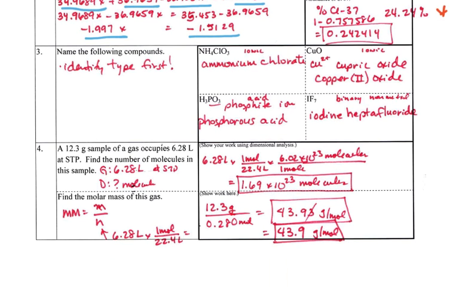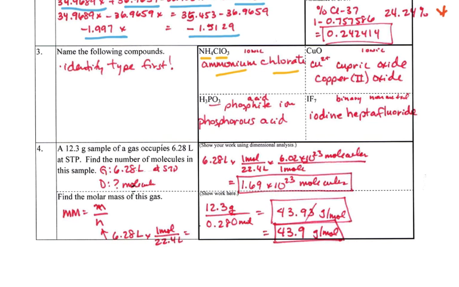Now, part 3 here is asking us to name some compounds. Well, if we're going to name them, we have to identify the type first because there are different naming rules for each one. This one we look at and we say, okay, I see ammonium and I see chlorate, so the name is ammonium chlorate. Very easy. It's an ionic compound.